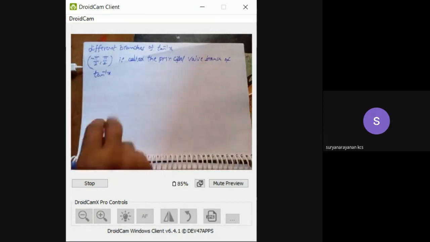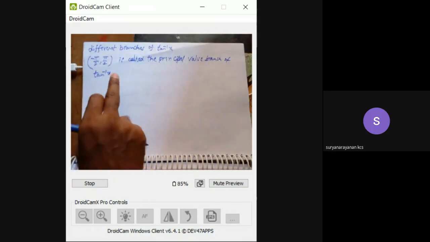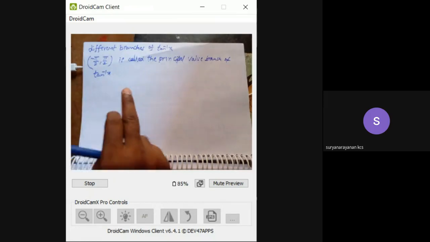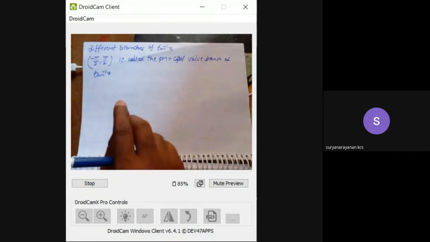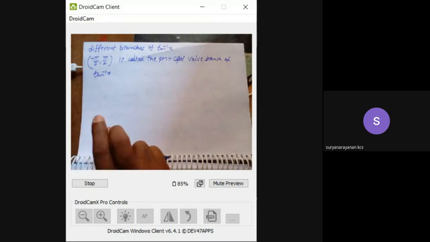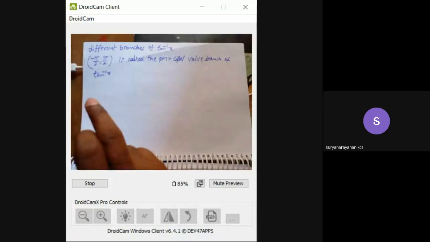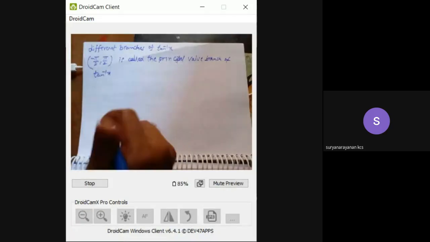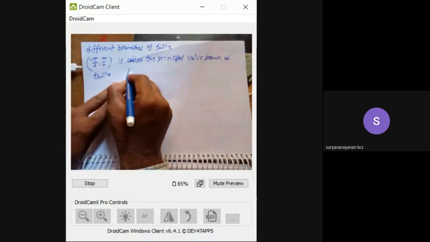Yes. I asked all of you to read this sentence because these are very important points for this chapter. You should remember principal value branches of different inverse trigonometric functions. Okay, my children.